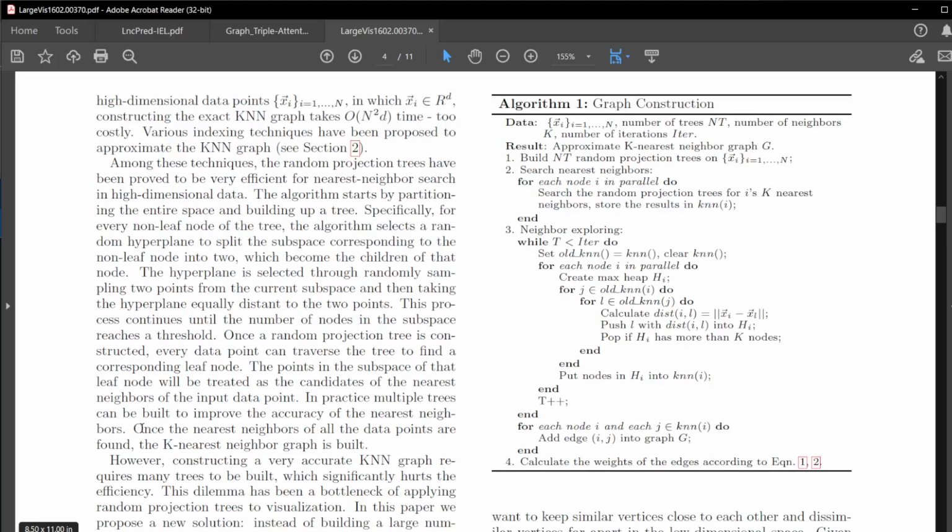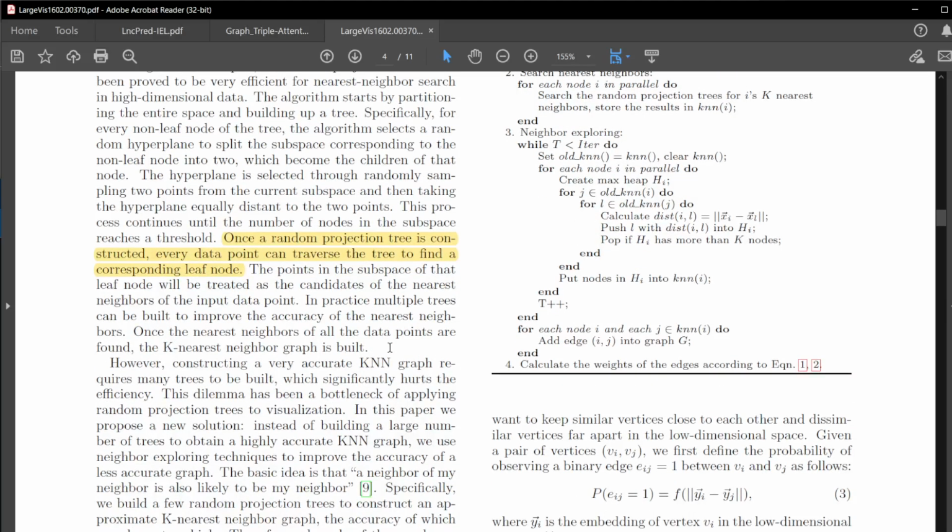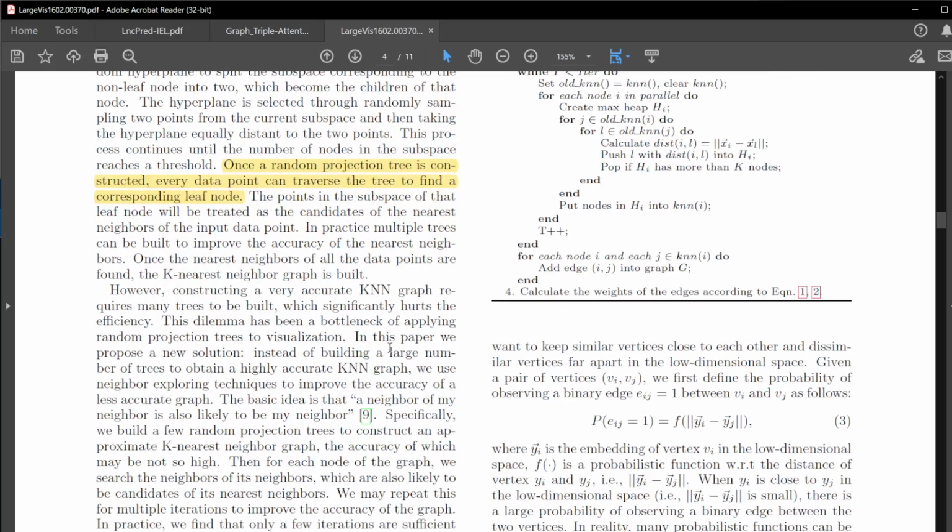Once a random projection tree is constructed, every data point can traverse the tree to find a corresponding leaf node. The points in the subspace of that leaf node will be treated as the candidates of the nearest neighbors of the input data point. In practice, multiple trees can be built to improve the accuracy of the nearest neighbors. Once the nearest neighbors of all the data points are found, the k-nearest neighbor graph is built. However, constructing a very accurate KNN graph requires many trees to be built, which significantly hurts the efficiency. This dilemma has been a bottleneck of applying random projection trees to visualization.